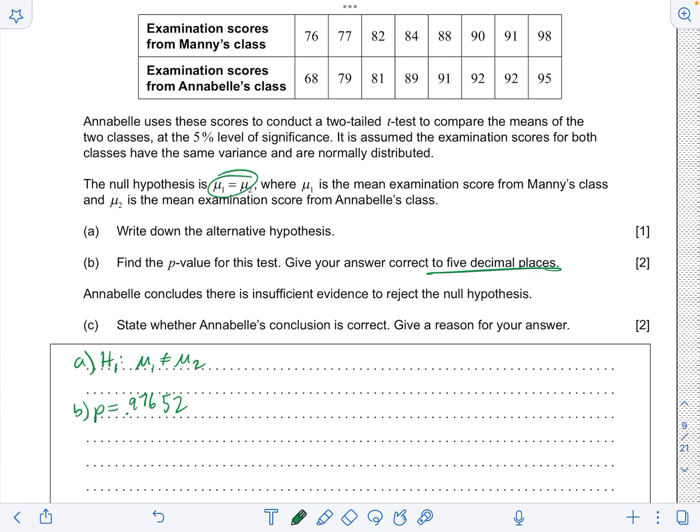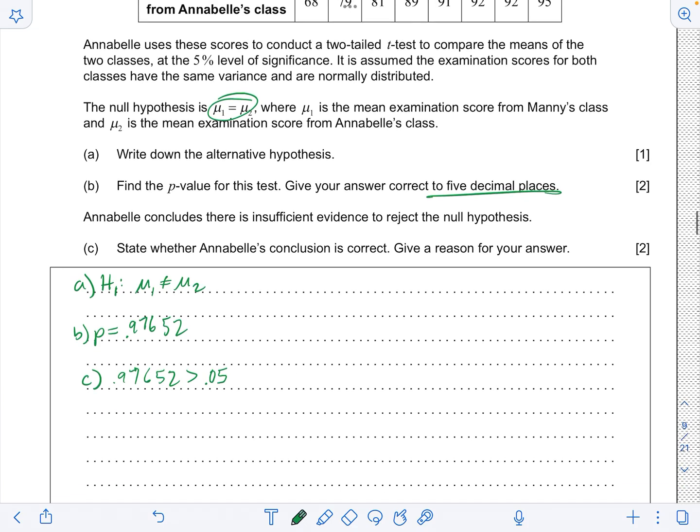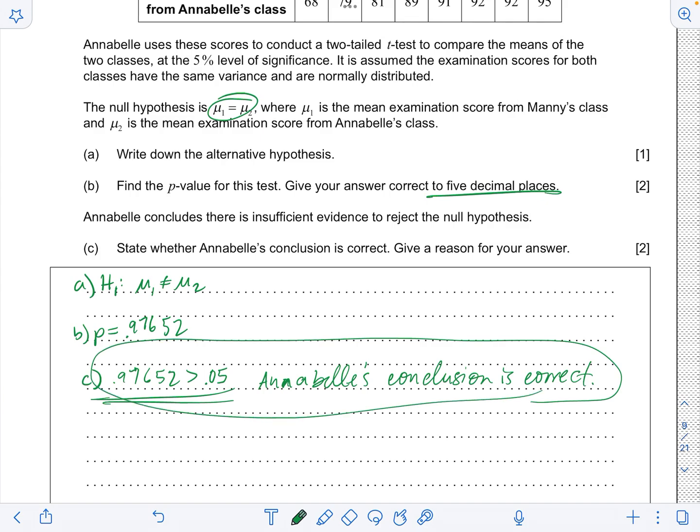It says correct to 5 decimal places, so notice it actually tells you that you need more than 3 significant figures here. And then state whether Annabelle's conclusion is correct. Because 0.97652 is greater than the significance level of 0.05, Annabelle's conclusion is correct. And you do need to include this part in your answer. You need to include the why, that's the reason for your answer.